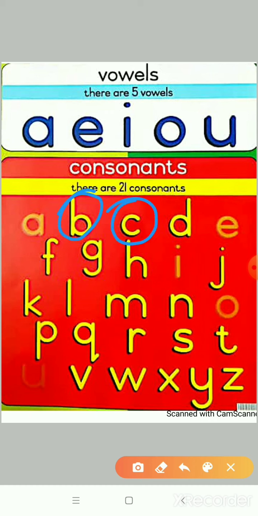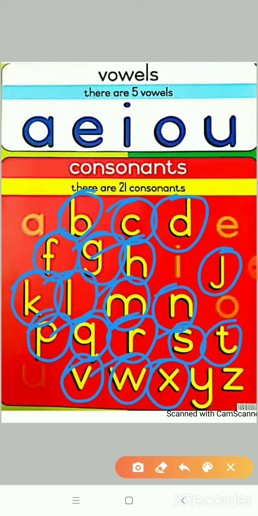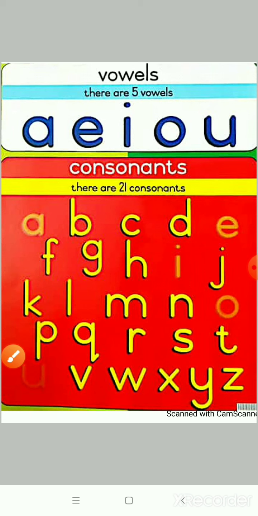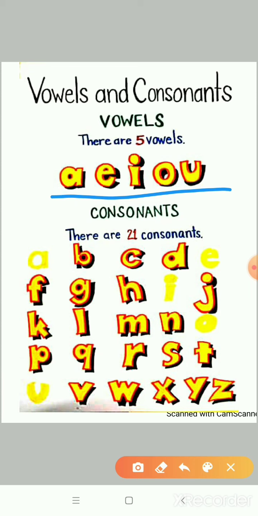1, 2, 3, 4, 5, 6, 7, 8, 9, 10, 11, 12, 13, 14, 15, 16, 17, 18, 19, 20 and 21 consonants. So students, again let us repeat the vowels and consonants. We have 5 vowels: A, E, I, O, U and we have 21 consonants.